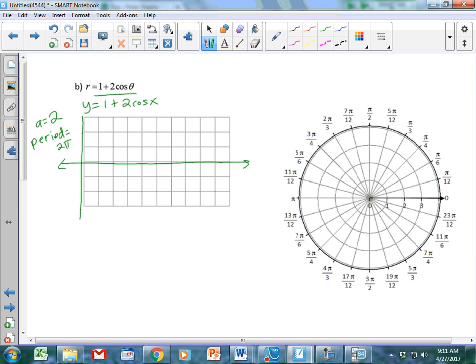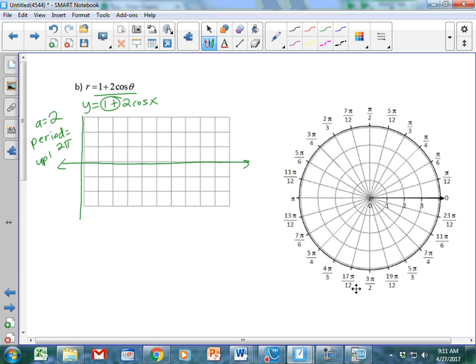What does this do? We just added 1 to the y's, right? So we bumped it up 1. Right? This goes up 1. So let's just do 5 famous points. Let's go to 2 pi, do the 5 famous points.